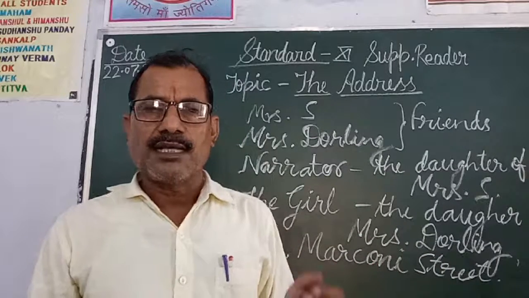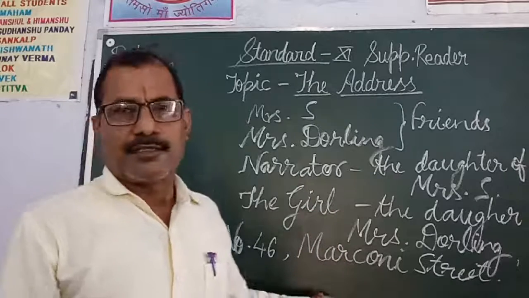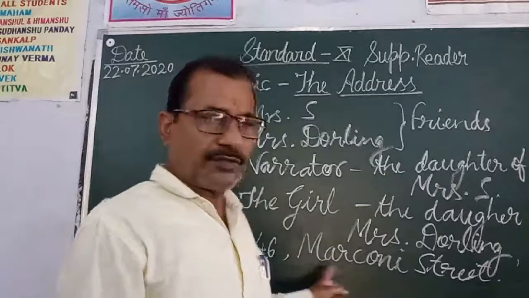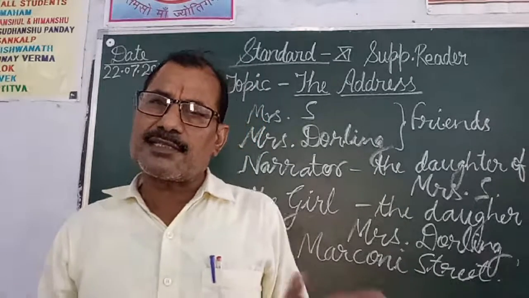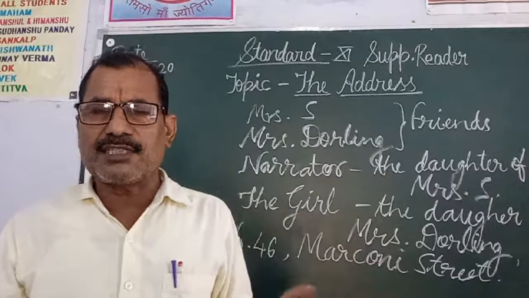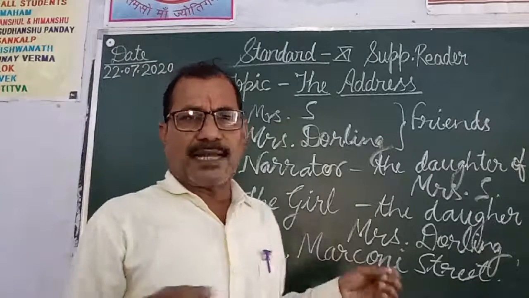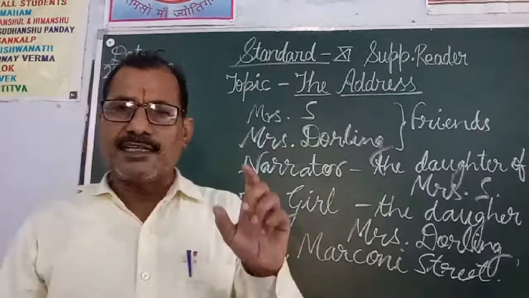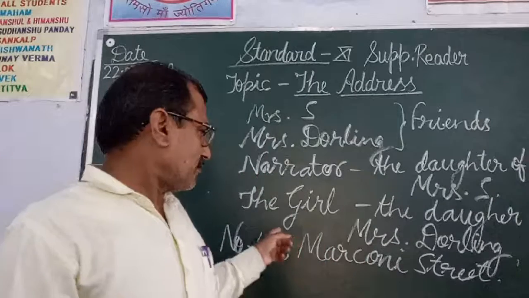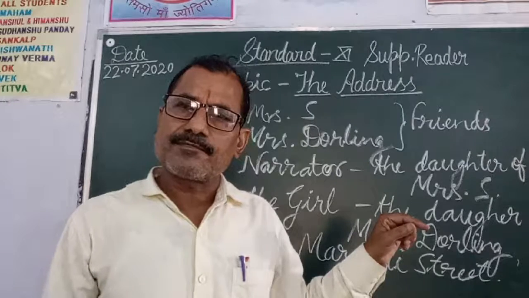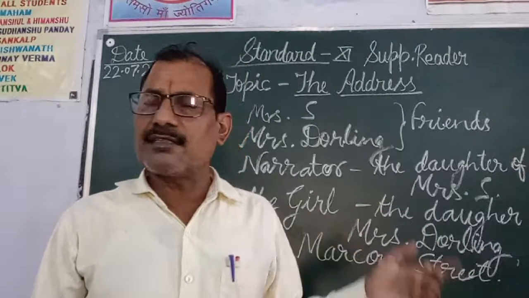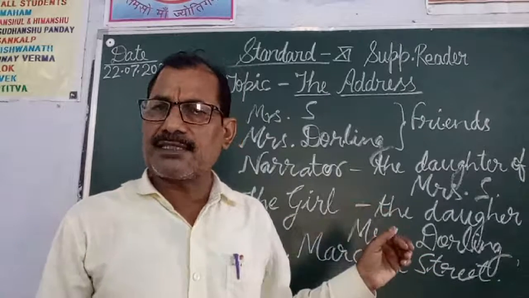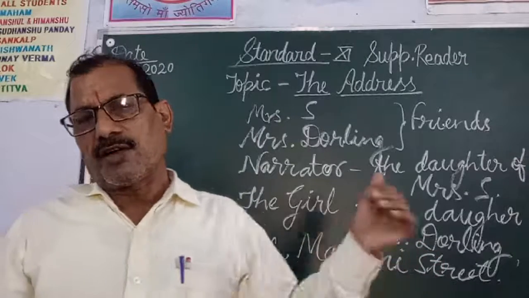When Mrs. Darling saw this girl, she was all stunned and struck. इस लड़की को देख करके मिसेस डार्लिंग बिल्कुल आश्चर्यचकित हो गई, हतप्रभ हो गई. She was struck. She was surprised and shocked. Why? Because she thought that in the war, the daughter and the mother both had died. She was thinking this, but it did not happen. The mother of the narrator had died, but the narrator was left and she had gone to the other city and there she was living.